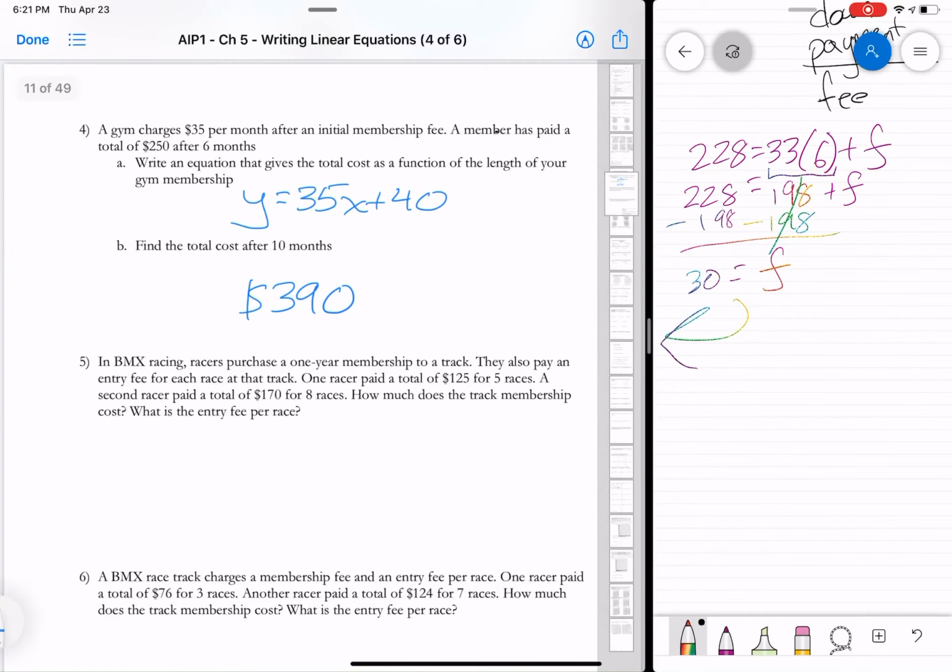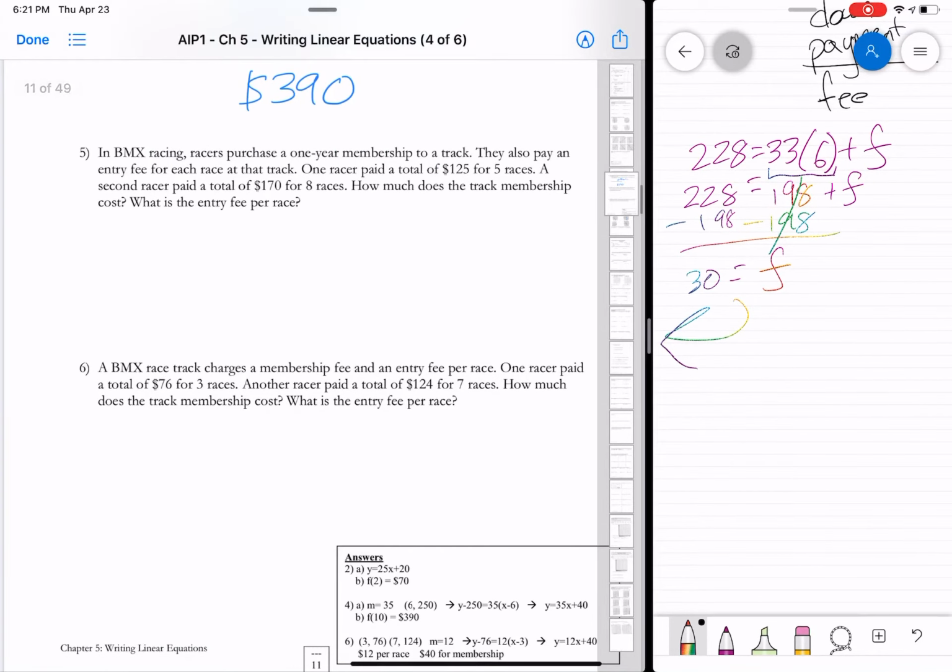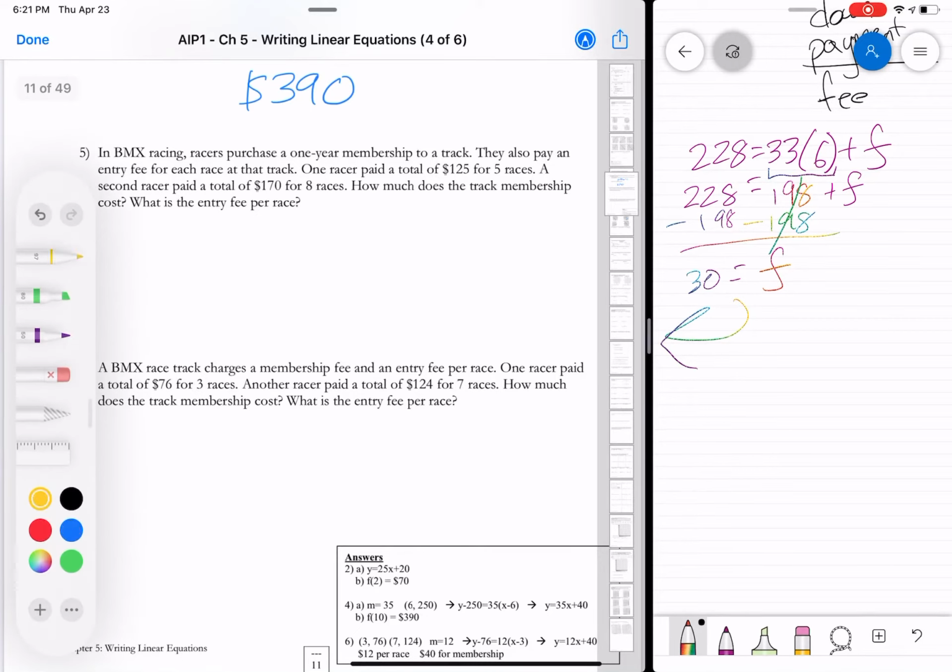A different type of problem that you're going to see is number 5 and 6. Now, if you remember, this is similar to function form of when you see f of x equals y, right? We can extract the information because it gives us the data already. So let's take a look at it. It says in BMX racing, racers purchase a 1-year membership. They also pay an entry fee for each race at the track. Okay, so that's like the initial fee, the entry fee, right?